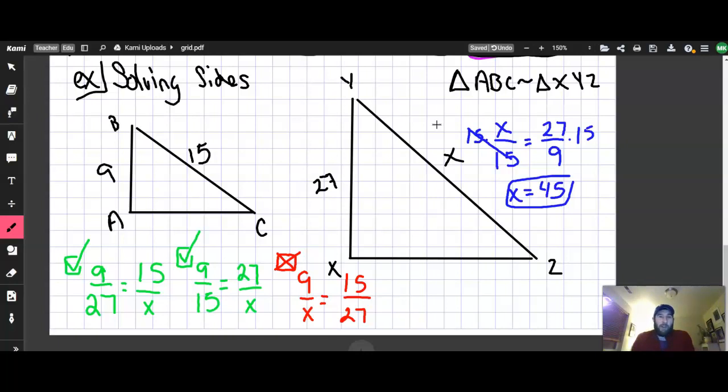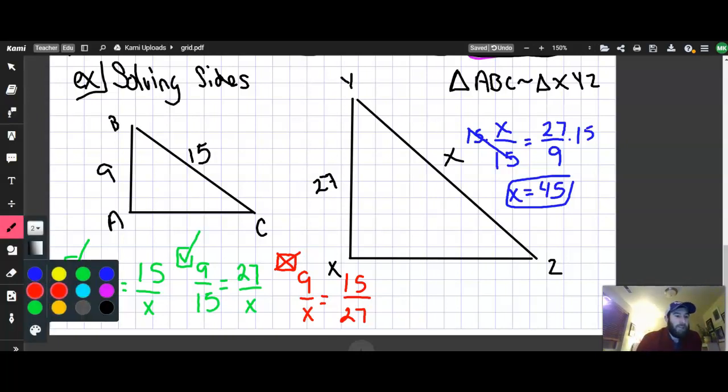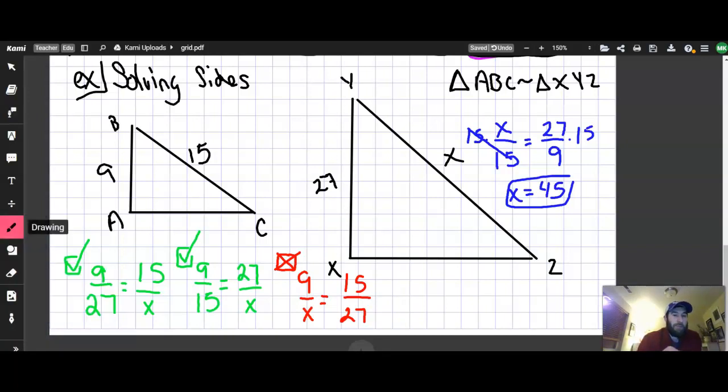Now, ladies and gentlemen, what if we needed to solve for angles? So let's say we're solving for sides and we're solving for angles. Well, the good news is, in order to solve for angles, you just need to know which ones correspond and then write in the number for both. So, let's say in this example, we knew that angle A was 90 degrees. Well, angles are congruent in similar shapes. So we know that A matches up with X, so X is also 90 degrees.